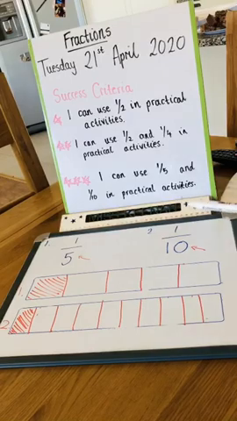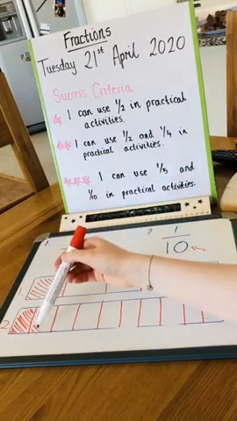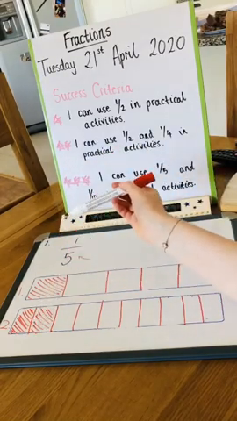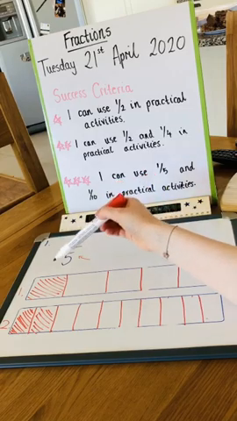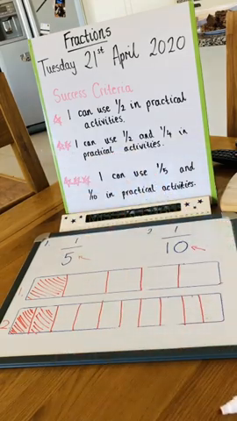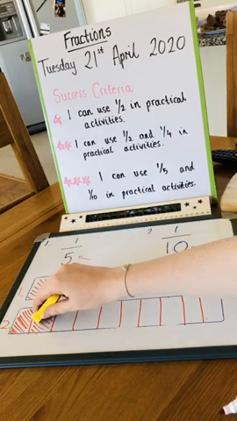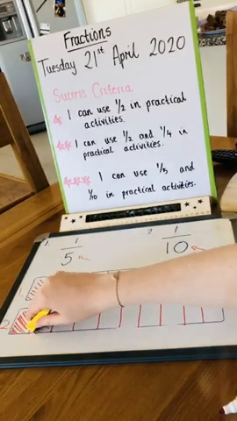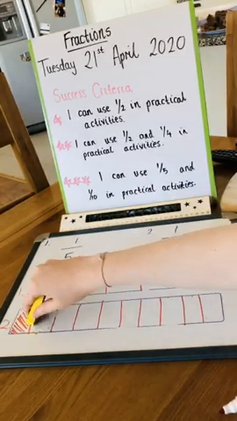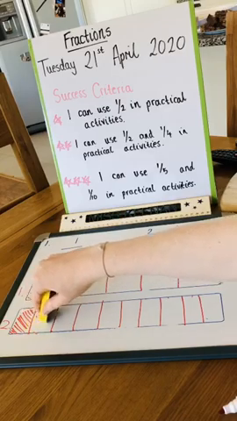If you've got 2/10, if you want to colour 2 in, that would look exactly the same as 1/5. But today we just need 1/10.